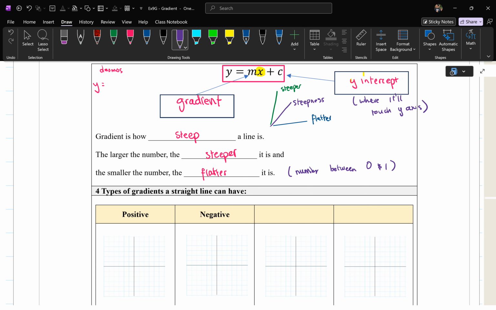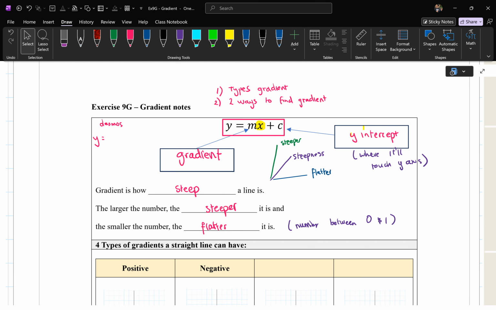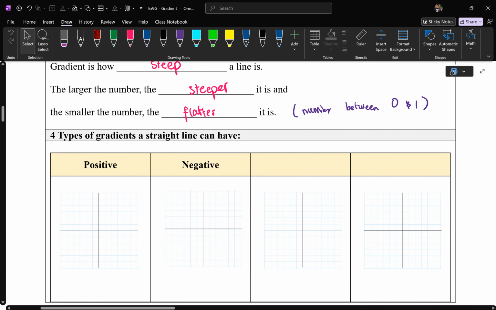So, what do you need to know for this lesson? Remember I said I want you to learn 2 things. You need to be able to determine types of gradients. There are 4 of them. And then how to find the gradient. Here we go. 4 types. I want you to fill in.